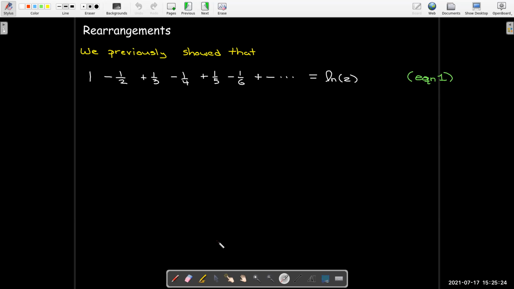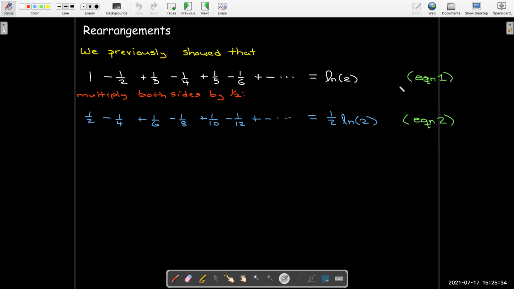2. So let me call that equation 1. Let's multiply that equation on both sides by 1/2 every term. So then I would get this new series, 1/2 minus 1/4 plus 1/6 minus 1/8, and so on. And that sum will be half of natural log of 2. Let's call that equation 2.